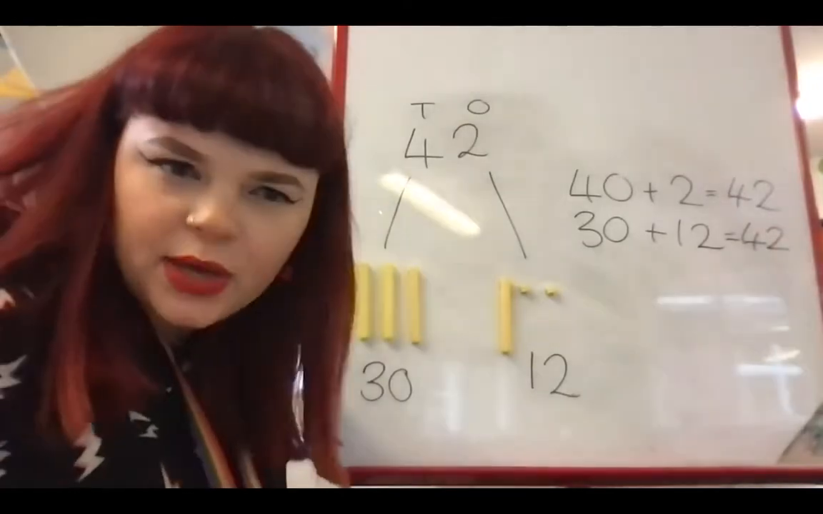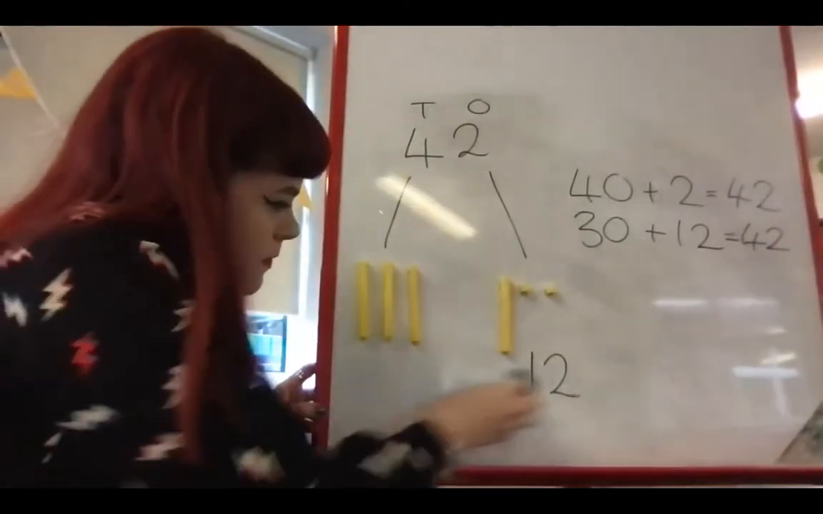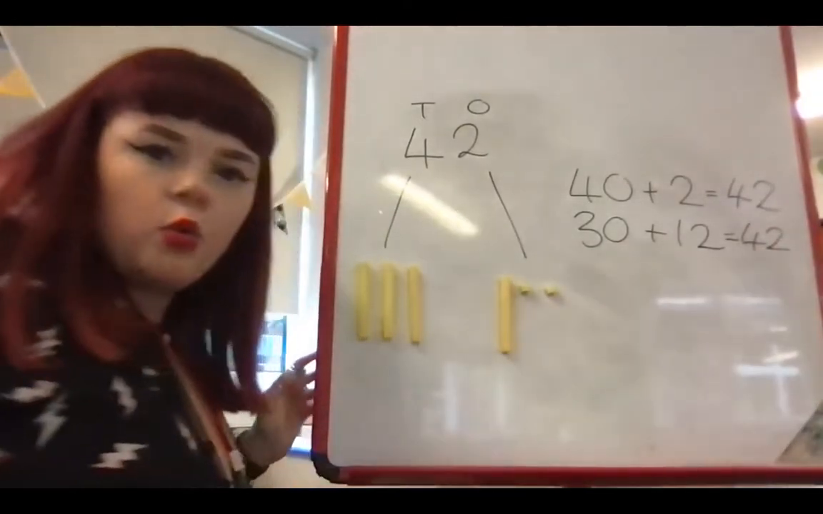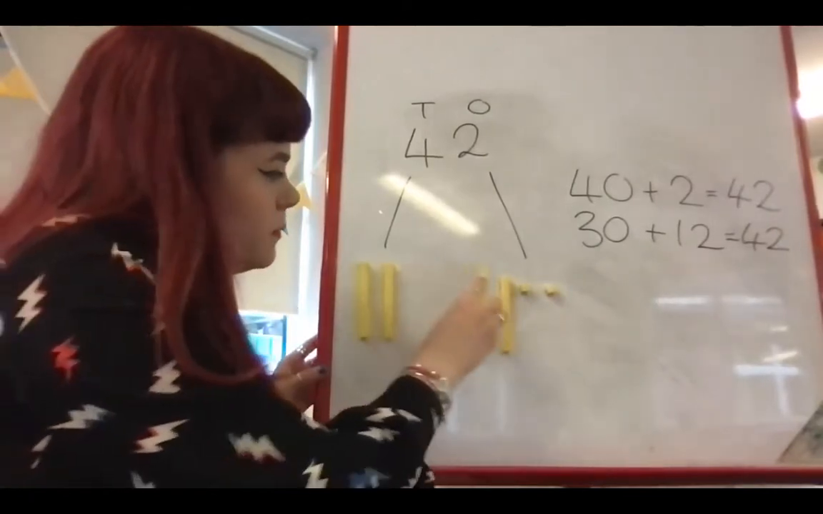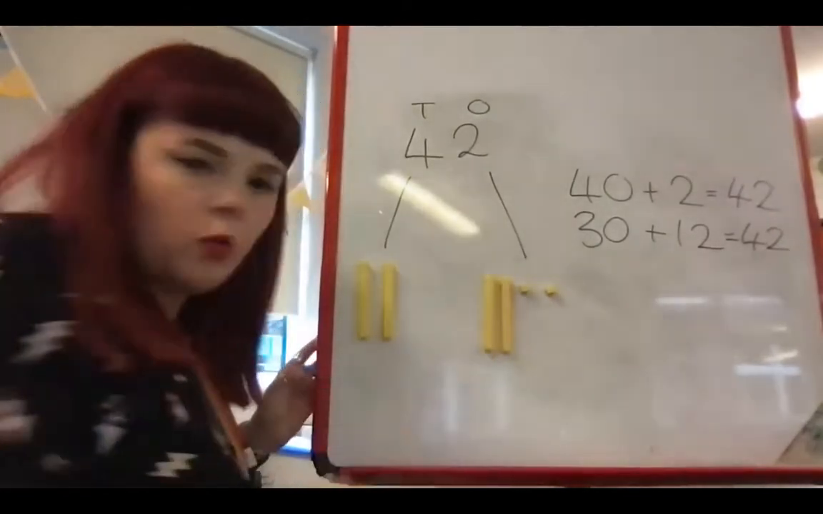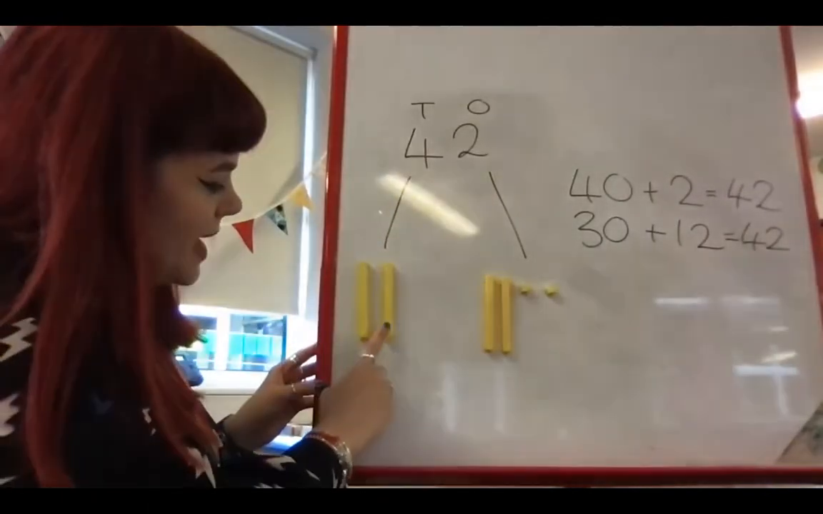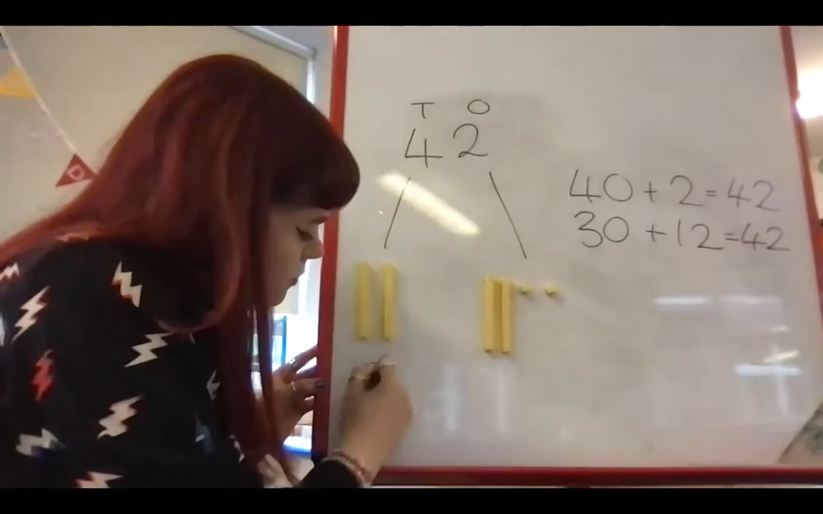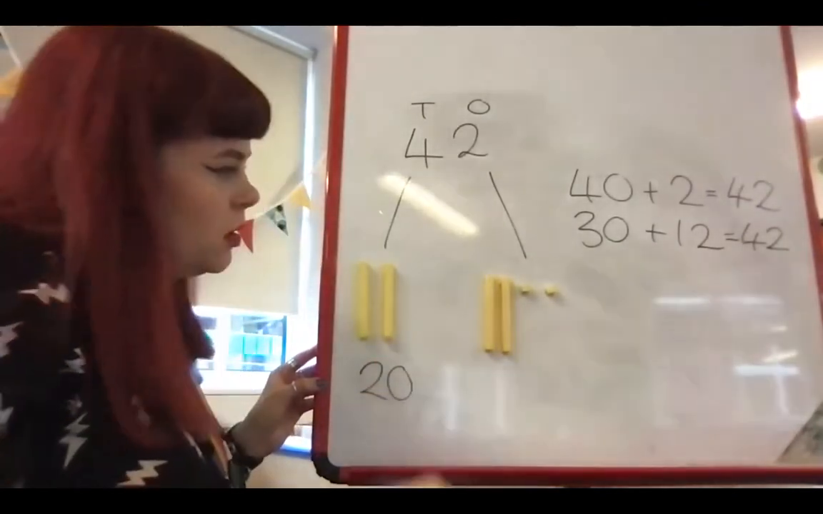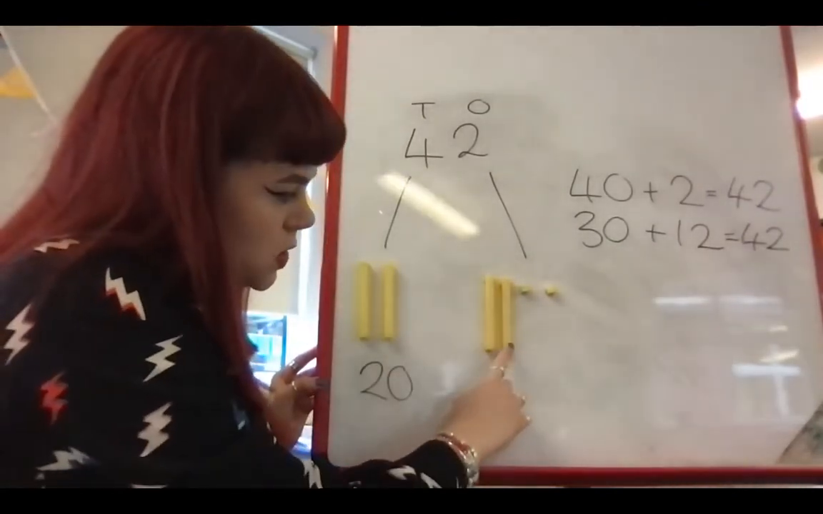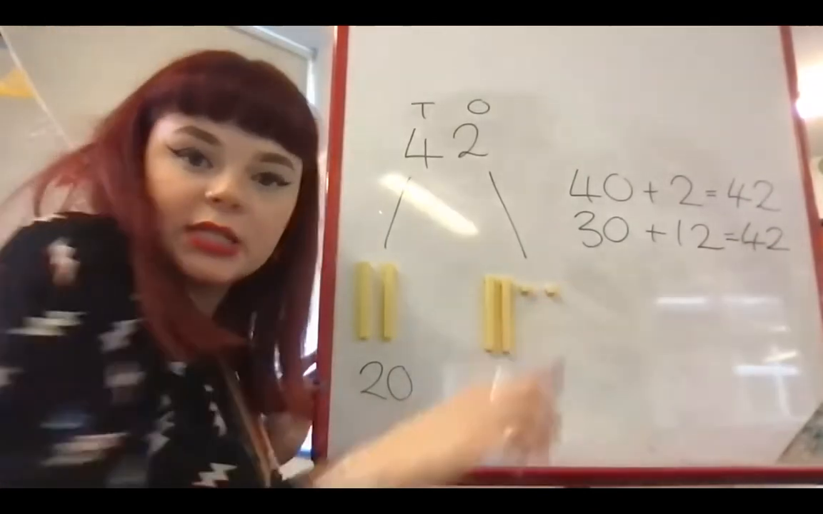Now then, let's see if we can do it in a different way. What if I move another stick of 10 over? What have I got now? So on this side of my part whole model, I've got 10, 20. And on this side, I've got 10, 20, 21, 22.